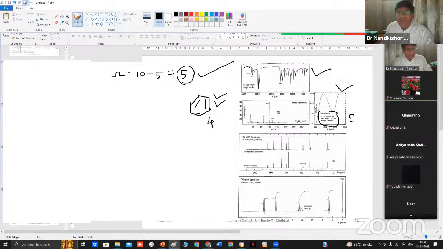Now look at your IR spectrum. The IR spectrum will give you 2 peaks over here in the range of 3400. So 3400, 2 peaks, that is prominent for the NH stretch.